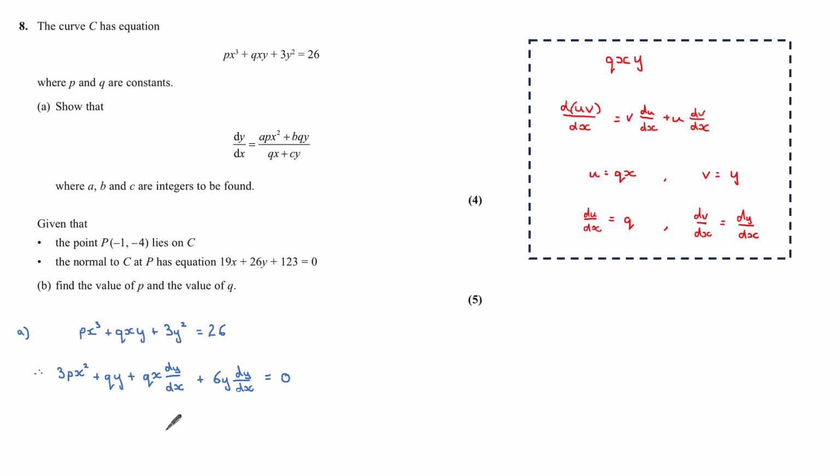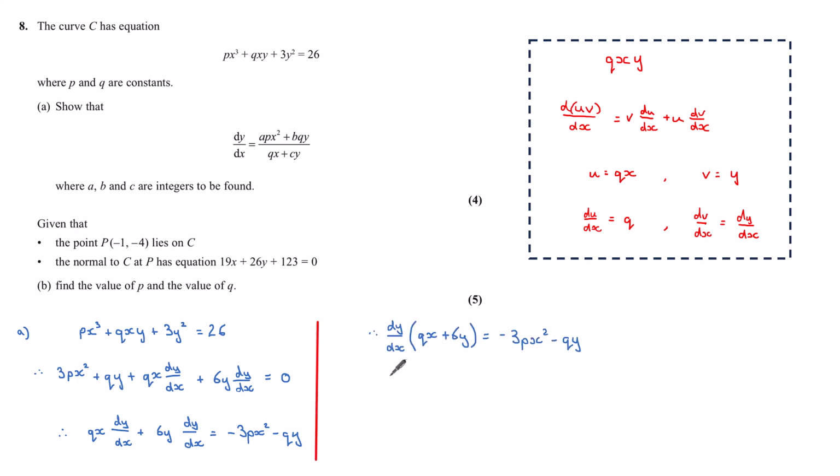Now I want to group my dy by dx's together, so I'm going to subtract the 3px squared plus qy, which gives qx dy by dx plus 6y dy by dx is equal to negative 3px squared minus qy. I want to take out the factor of dy by dx, so dy by dx multiplied by (qx plus 6y) is equal to negative 3px squared minus qy. Dividing both sides by qx plus 6y, I've got dy by dx is equal to (minus 3px squared minus qy) over (qx plus 6y), which is in the form that I wanted.